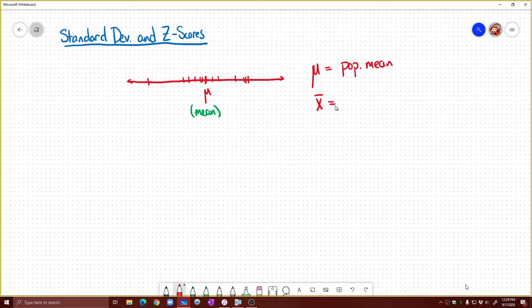But as we progress through the course, we're not going to be able to get everything from the population. We're going to take a small representative sample of that population and calculate the mean of that smaller group. So that X bar would stand for the sample mean. But for right now, we're going to assume that whenever we get information, it's coming from everything in the population. So that would be this Greek letter mu. Here I have the Greek letter mu standing for my mean.